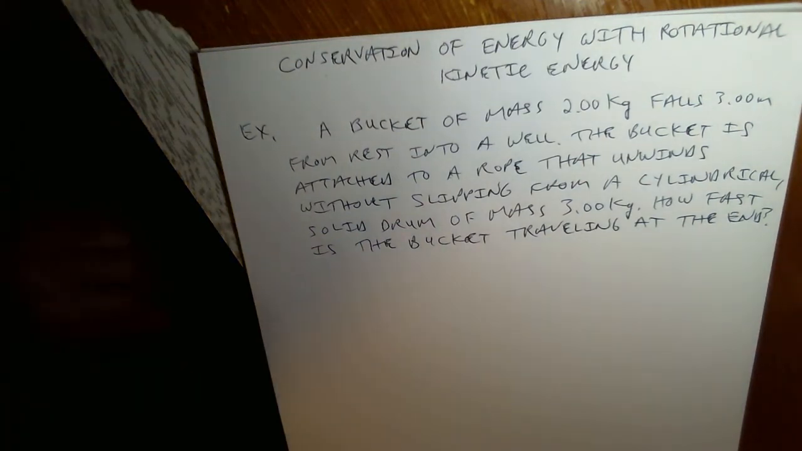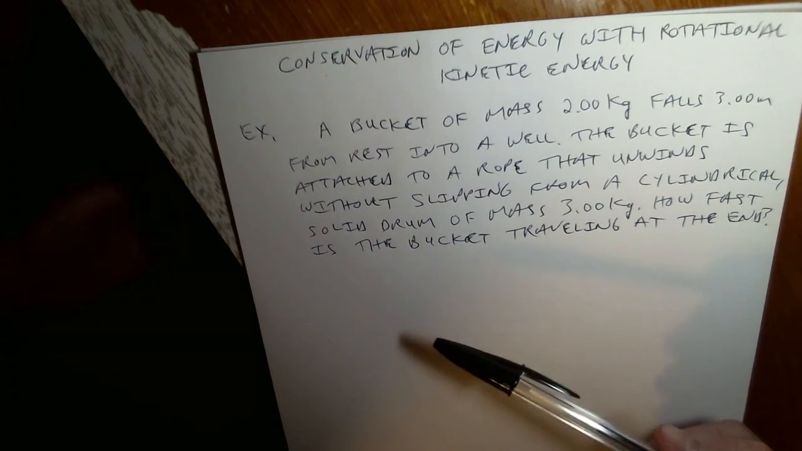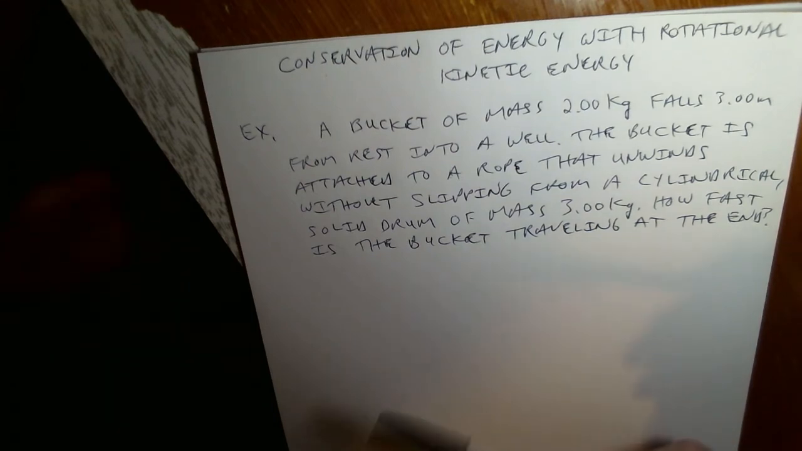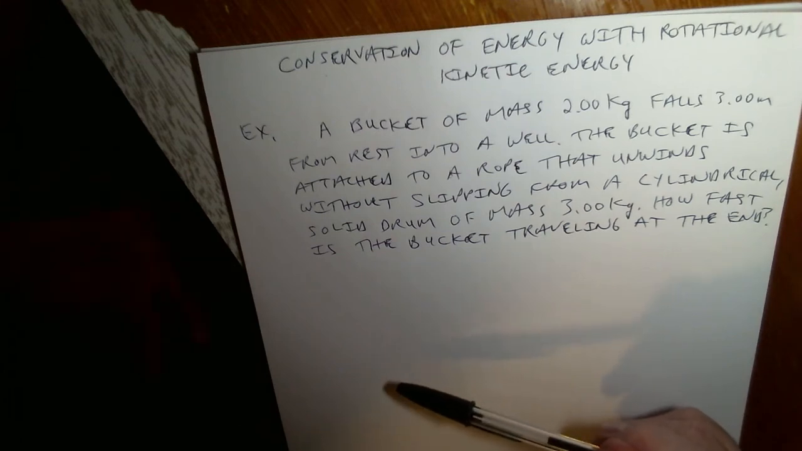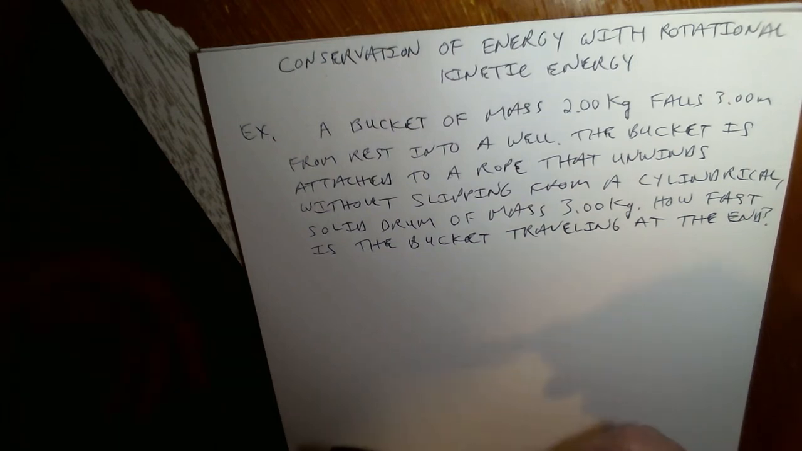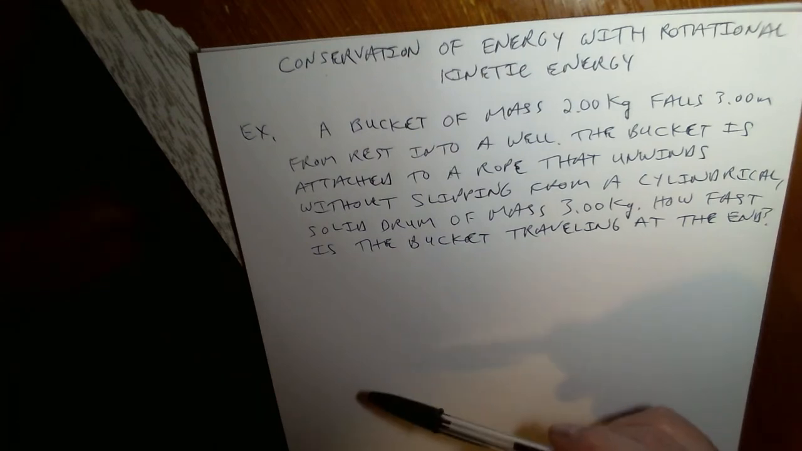Hello everyone. I'd like to do an example on conservation of energy when there is rotational kinetic energy. In this example, we have a bucket of mass 2 kilograms that falls 3 meters from rest into a well. The bucket is attached to a rope that unwinds without slipping from a cylindrical solid drum of mass 3 kilograms. How fast is the bucket traveling at the end?